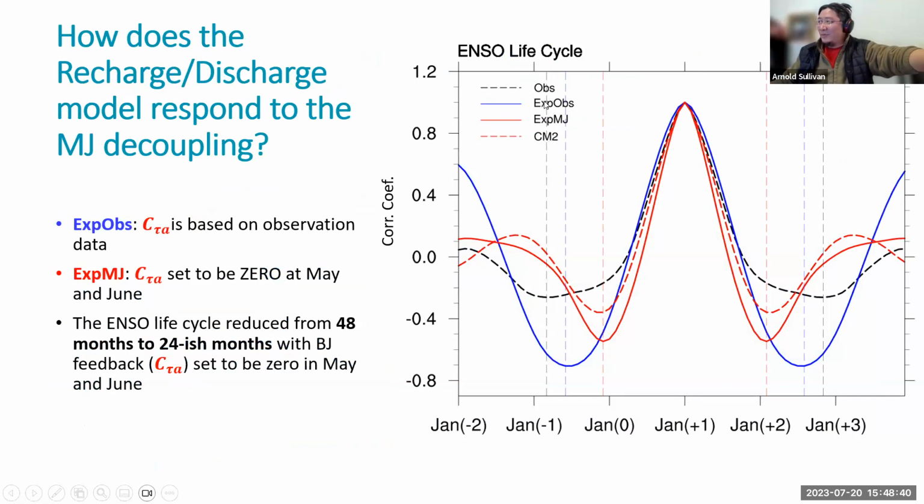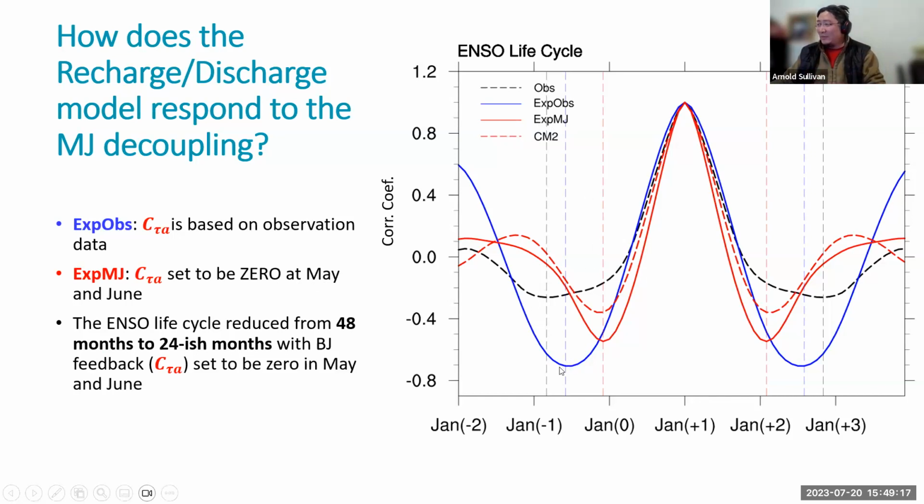And then we have two experiments. One is where we keep all the parameters and coefficients based on the observations, shown in the solid blue curve. The other is the one I just mentioned, the C tau A term. Because I showed before that in May and June in our model the ASC somehow decouples, we force C tau A in May and June to be 0. That's the experiment in the solid red curve.